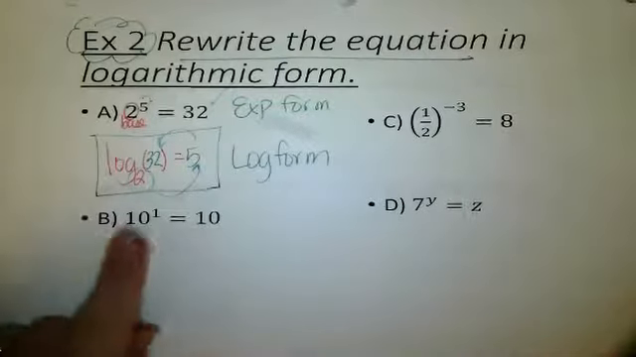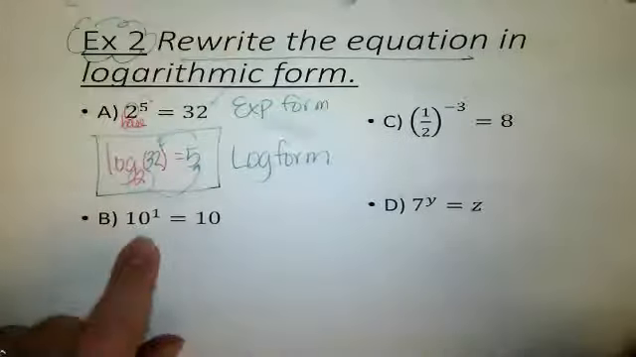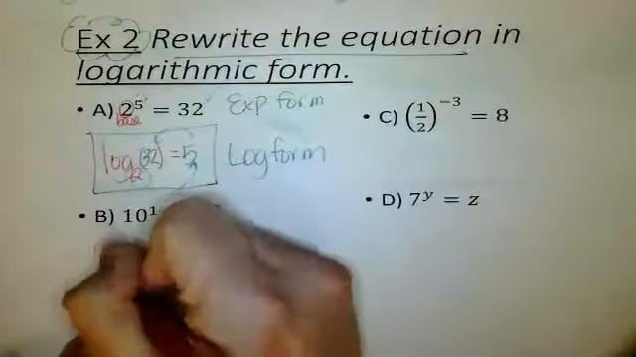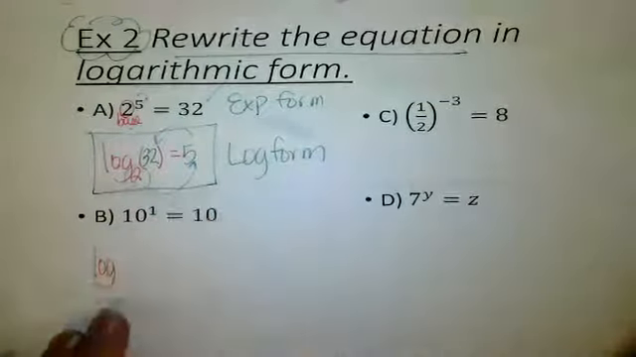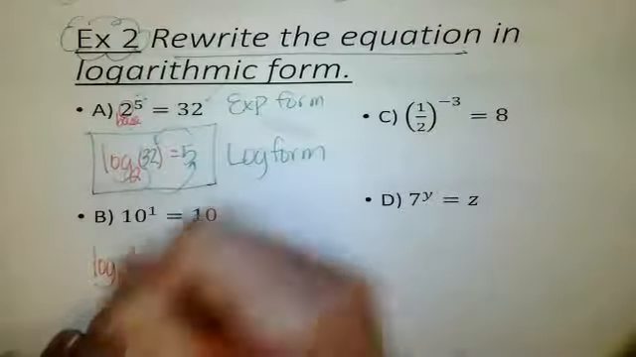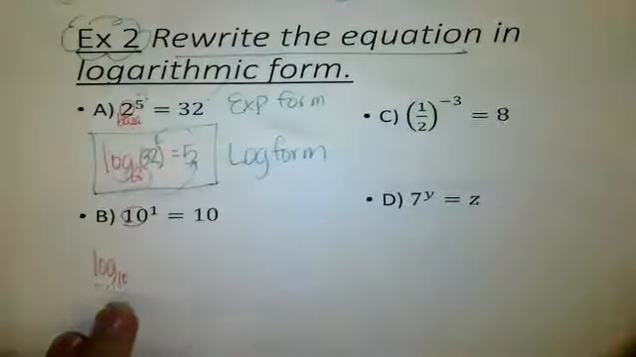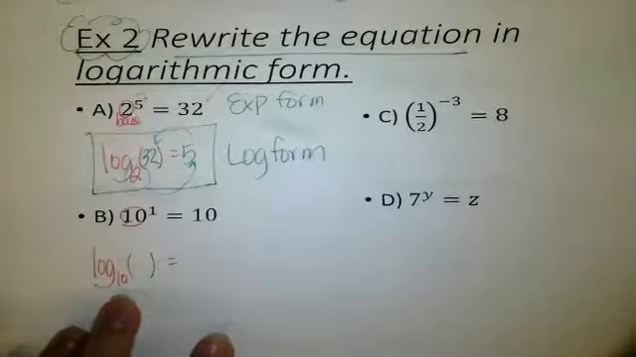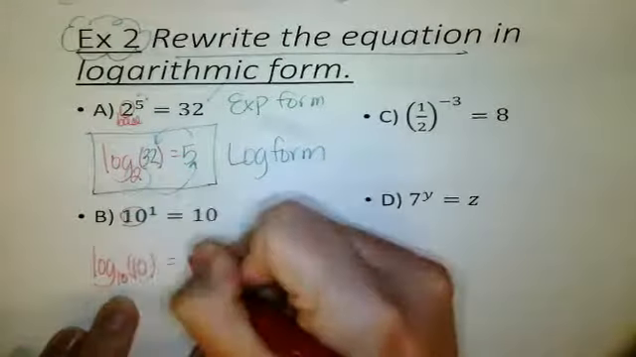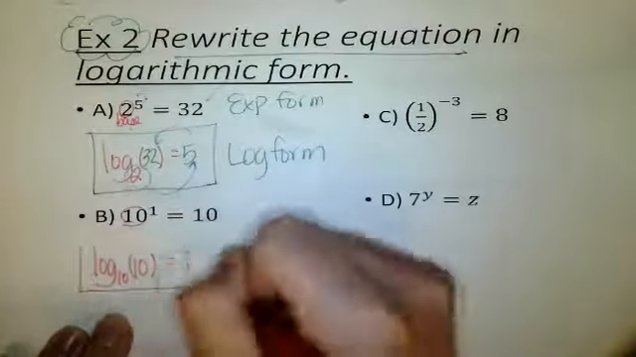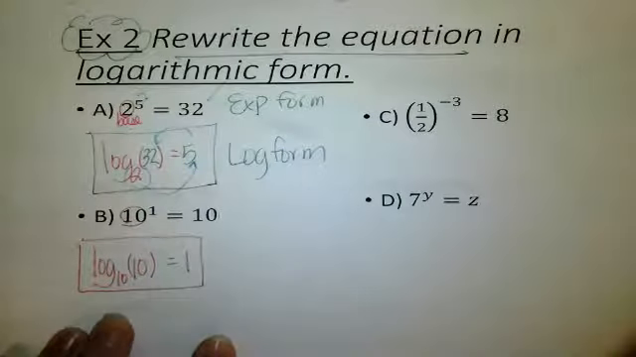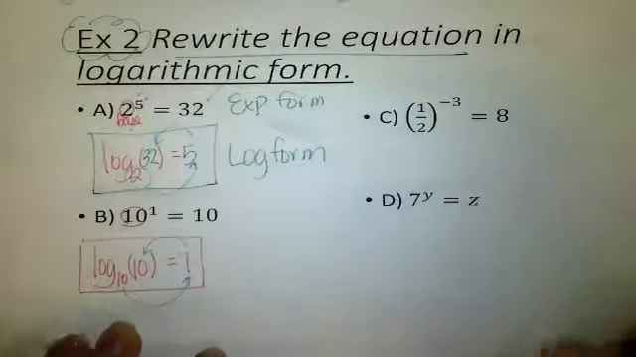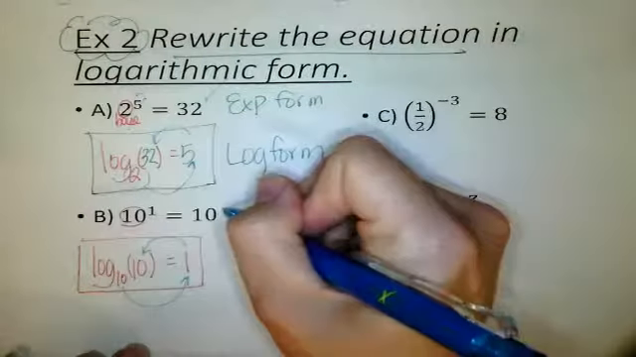All right, 10 to the 1st equals 10. This is exponential form. I need a log. What's the base on my log? Log base 10. It always matches. Log base 10 of what equals what? Log base 10 of 10 equals 1. How do you know if you did it right? Give it a swirly. Sure. 10 to the 1st equals 10. Does 10 to the 1st equal 10?